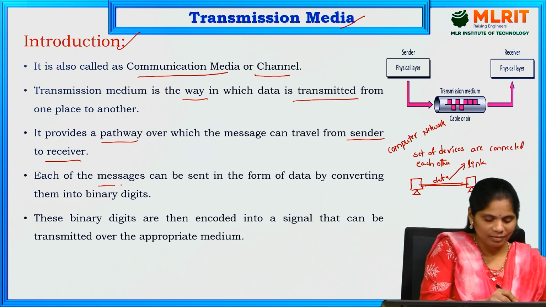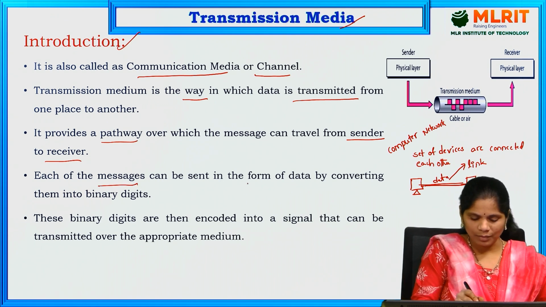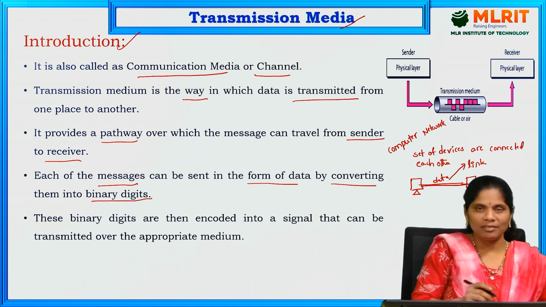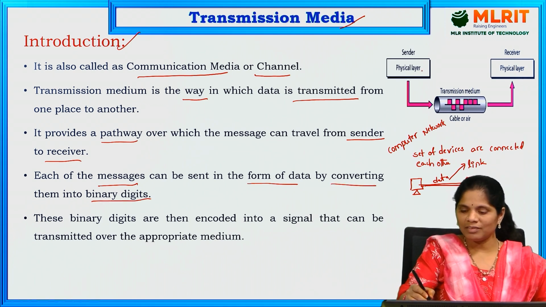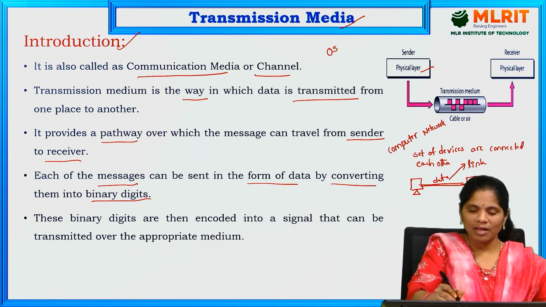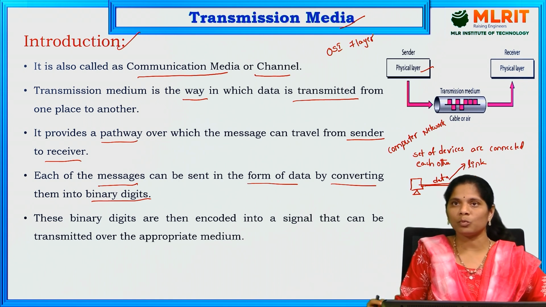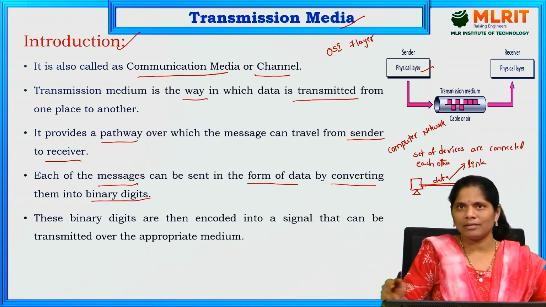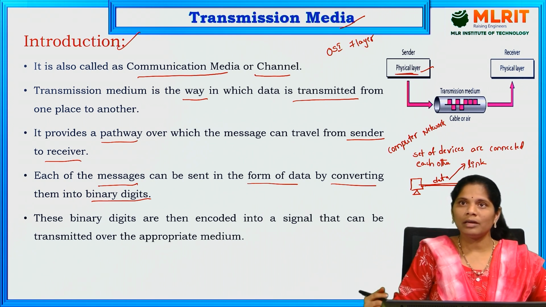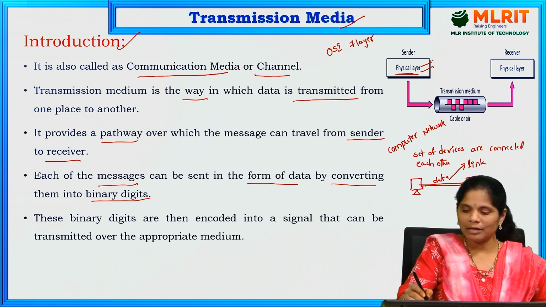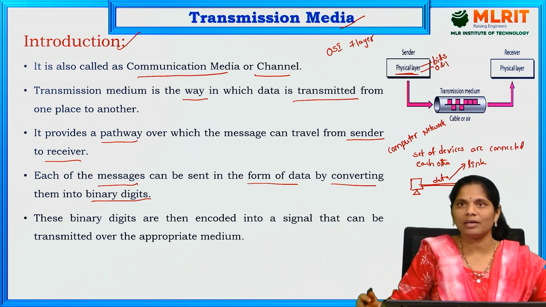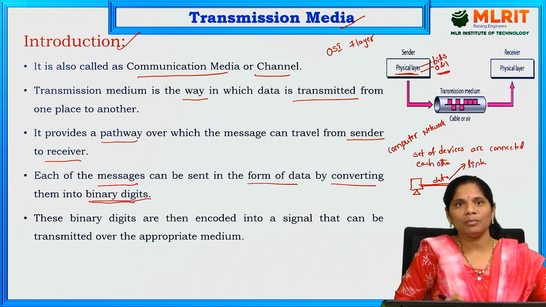Each message can be sent by converting the data into binary digits. So in this picture, see here the physical layer. Already we discussed that the OSI model has 7 layers: application layer, presentation layer, session layer, transport layer, network layer, data link layer and physical layer. This is the first layer. As data goes from layer to layer, the data name changes. In the physical layer, the data is called bits, binary digits in the form of zeros and ones.